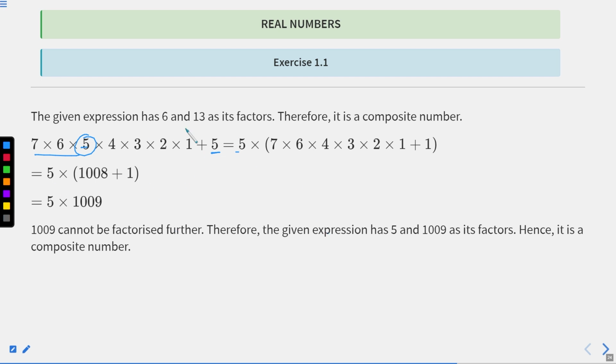For this number, 1009 cannot be factorized further. Therefore the given expression has 5 and 1009 as its factors. Hence it is a composite number, since other than 1 and itself it has two other prime factors, 5 and 1009, two other divisors. So this number is a composite number.